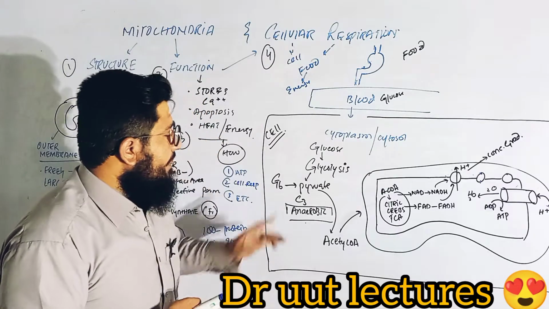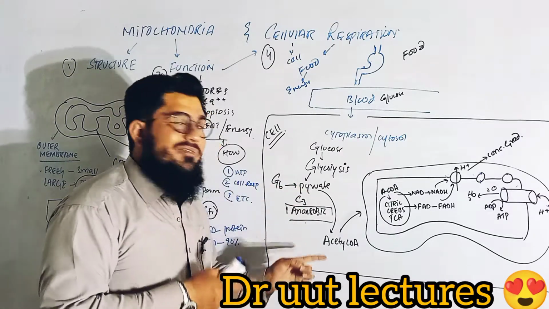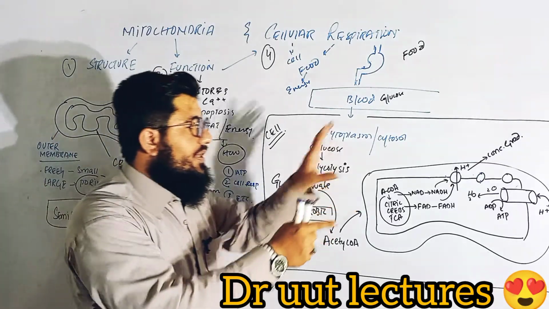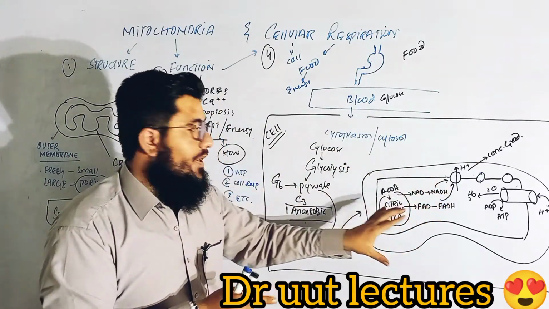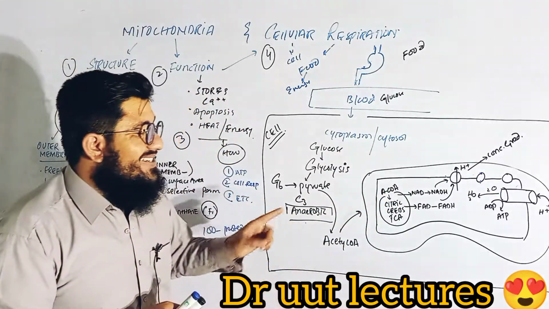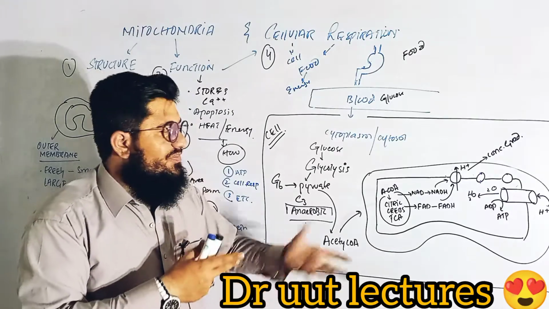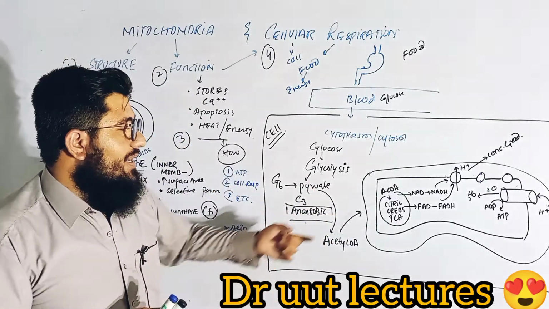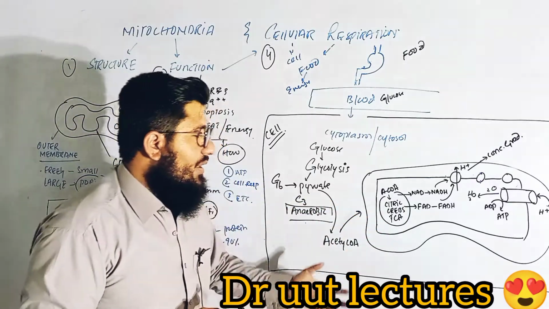Now what will happen then? This pyruvate will be converted into acetyl-CoA. That will then move towards the mitochondria, where acetyl-CoA will undergo the citric acid cycle, the Krebs cycle. These are actually the names given to the single cyclic process: the TCA cycle, the tricarboxylic acid cycle.